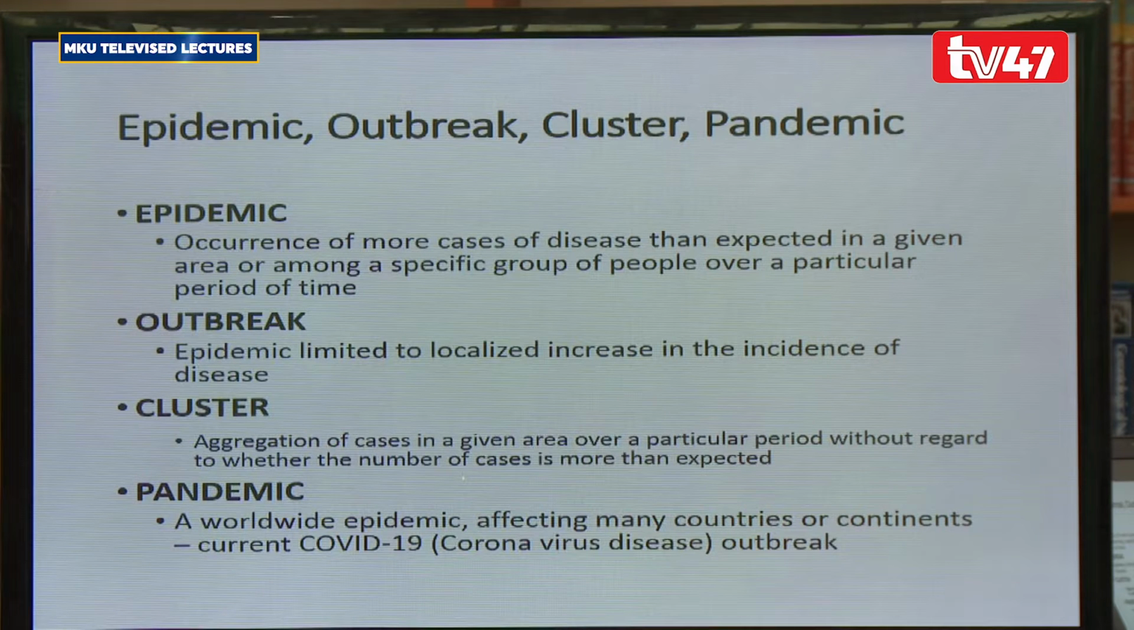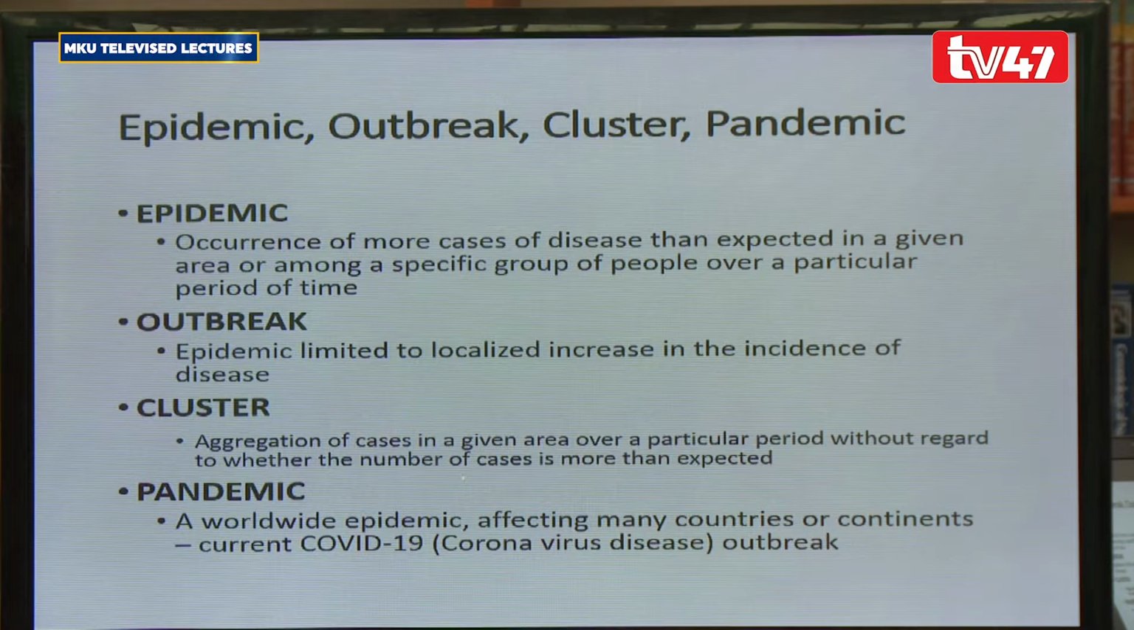All right, to the body of the presentation today. The terms epidemic, outbreak, cluster, and pandemic. An epidemic is the occurrence of more cases of disease than expected in a given area. Normally, in any setting, there is a number of disease cases that are expected. If this number goes beyond what is expected, then that becomes an epidemic. While an outbreak is an epidemic that is limited to a localized increase in the incidence of the disease.